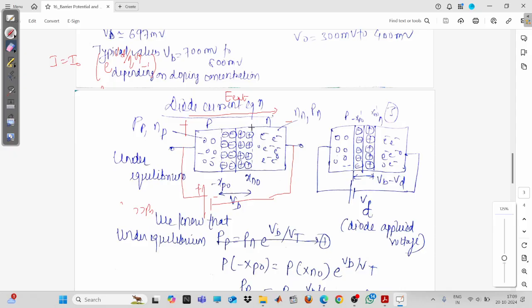So this is the internal electrical field. Slowly and steadily you will have to increase the voltage, that is the external voltage. So what is going to happen? This electrical field will increase, the strength of the electrical field will increase.